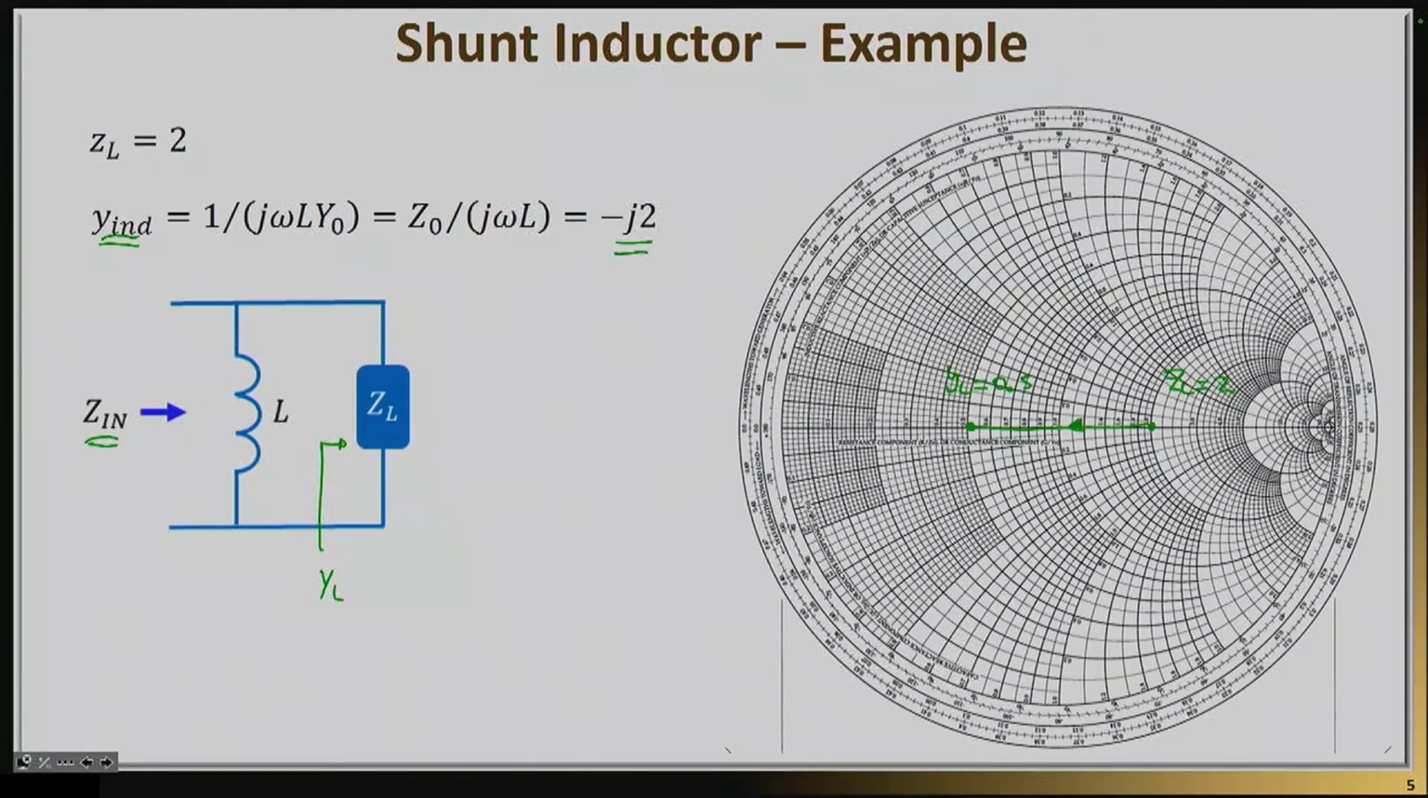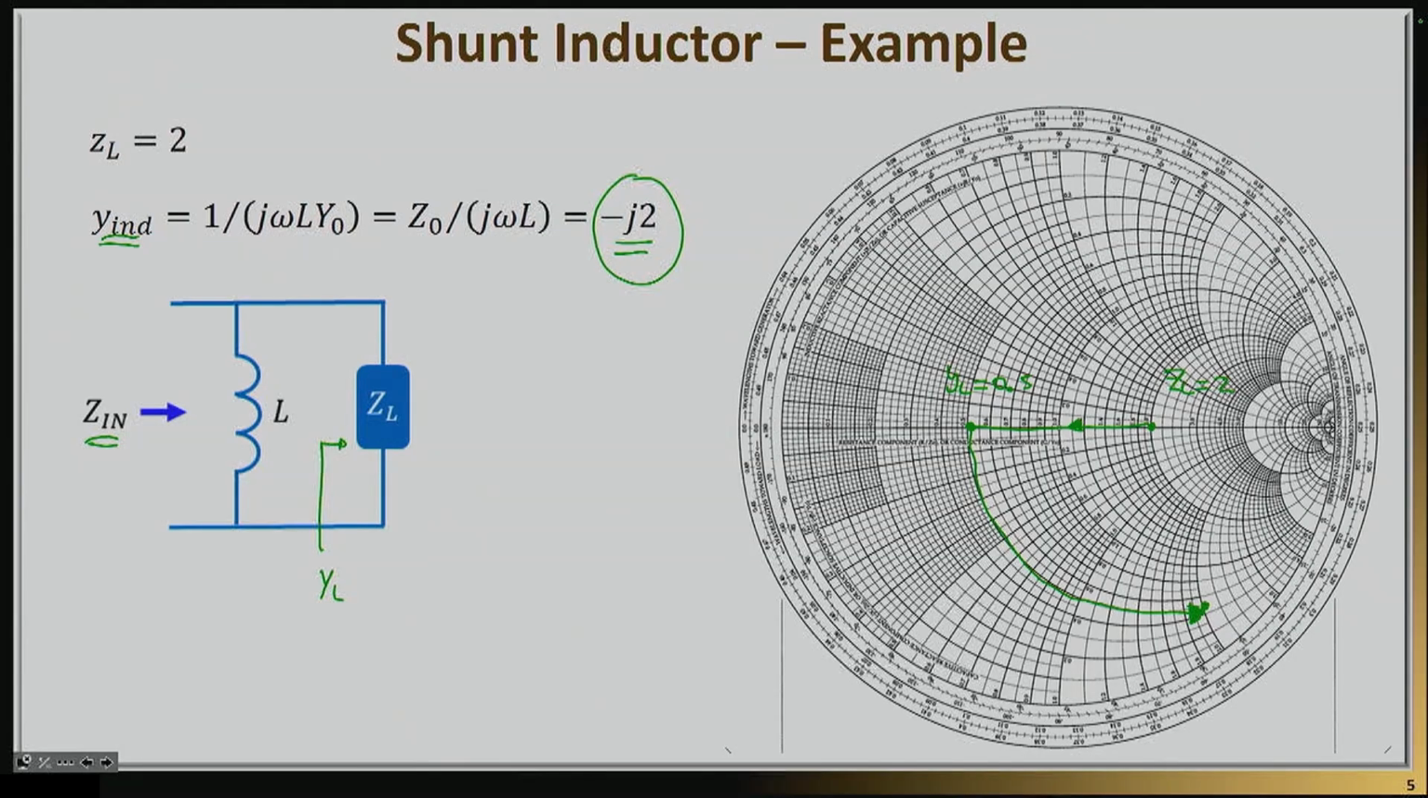Now that I have my admittance YL, I can go ahead and add the admittance of the inductor, which is negative J2. So that basically means I'm going to end up with an admittance equal to 0.5 minus J2, which will be right here. And what I really want you to notice here is that I'm treating my Smith chart the same way for admittances as I'm treating it for impedances.